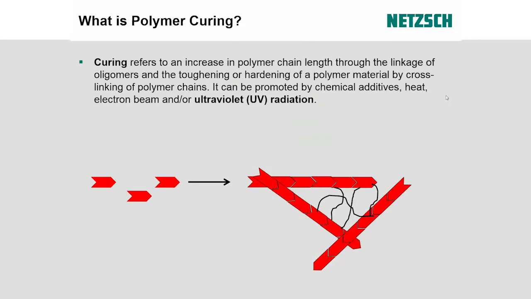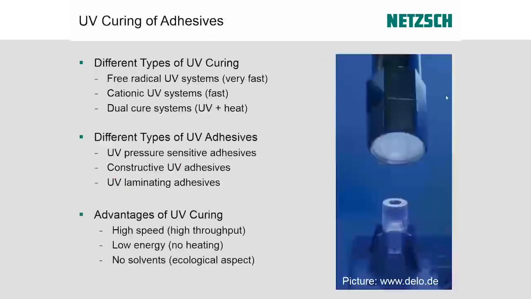Now that you have an idea of who we are, we can get on to the bulk of why you're here. To start off, we all need to come from the same perspective. So we start at what is polymer curing? This is a process by which polymer chains are connected through linkages. This is typically cross-linking. And it can be promoted by chemical additives, heat, or electromagnetic radiation in the form of an E-beam or UV radiation, typically.